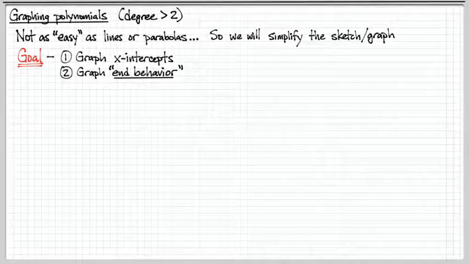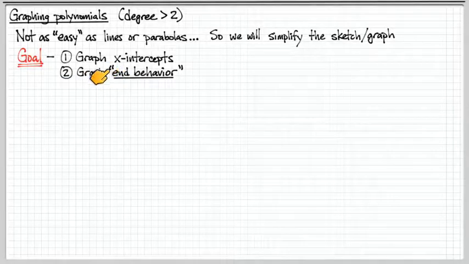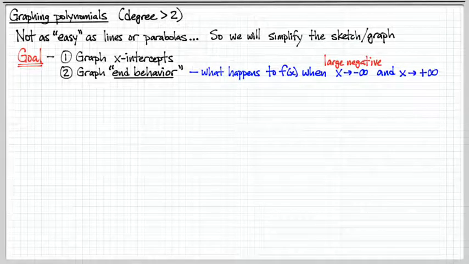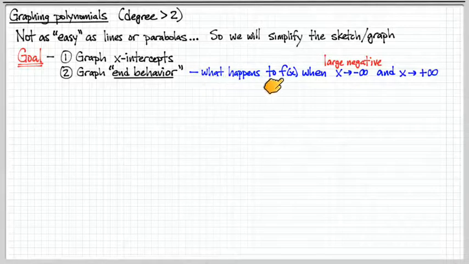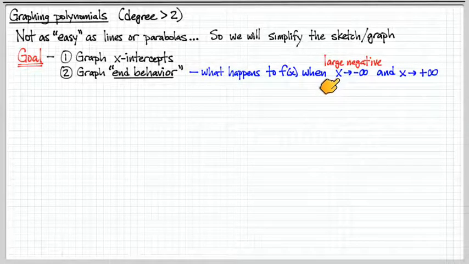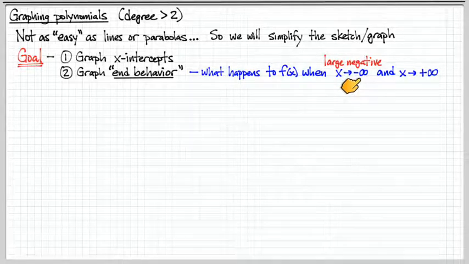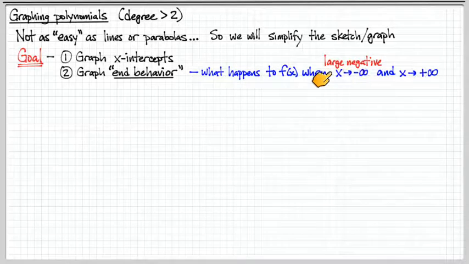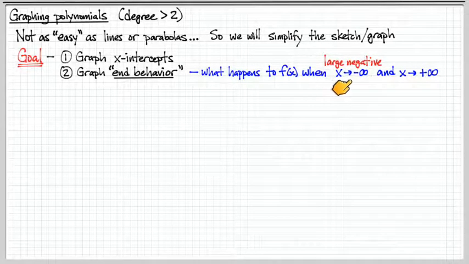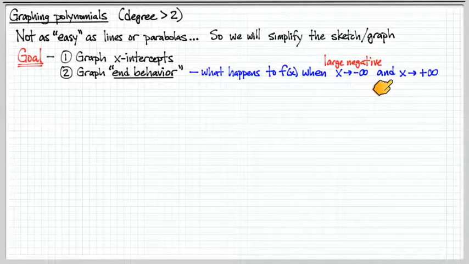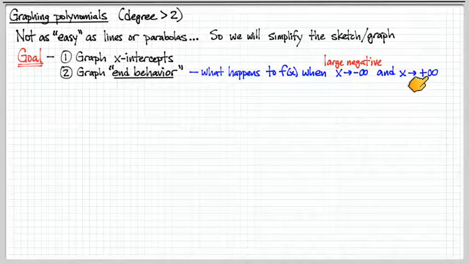So today's lesson, we're going to be focusing on this whole concept of end behavior and how that would look for a polynomial function. End behavior really means what happens to the function when x approaches negative infinity and when x approaches positive infinity. That's how to read this notation, this x arrow negative infinity. It means x approaching negative infinity, x approaching positive infinity.